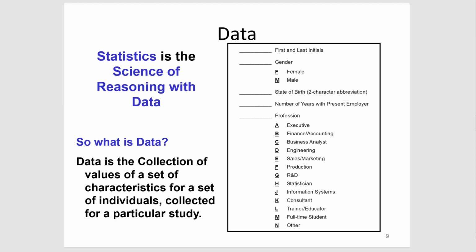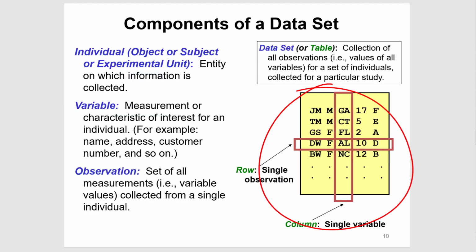When you collect the data from this questionnaire, it's going to look like this. It's going to be a jumble of letters and words and numbers. So we have to have a commonality when we look at this and we say, okay, this is what we call our data set.